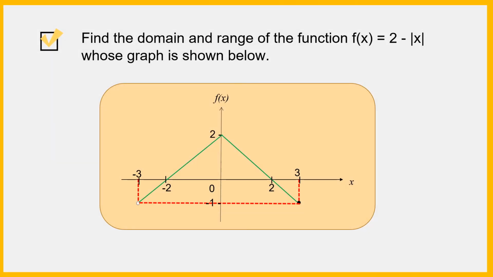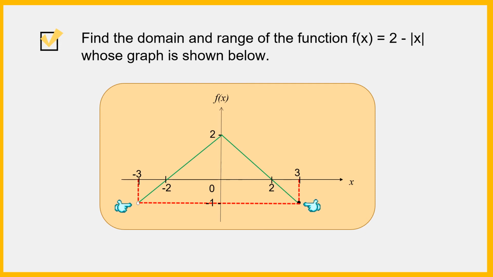In this example, we have an absolute value function graph. Observe that the graph extends horizontally from negative 3 to 3. But negative 3 is not inclusive, since the small circle is unshaded. But 3 is inclusive, since the small circle is shaded.